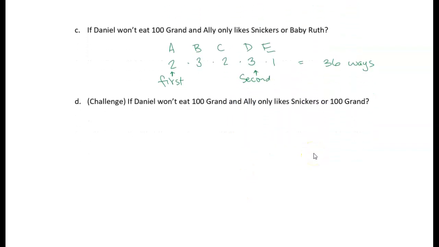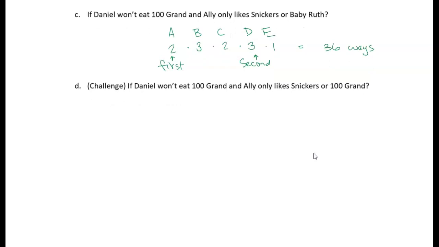Hopefully you had a little bit of a chance to think about it. It's a little bit different. So in this case, Daniel won't eat the 100 Grand, and Allie only likes Snickers or 100 Grand. Okay, so it's sort of similar to the one before, except now, 100 Grand is kind of present in both of the restrictions.